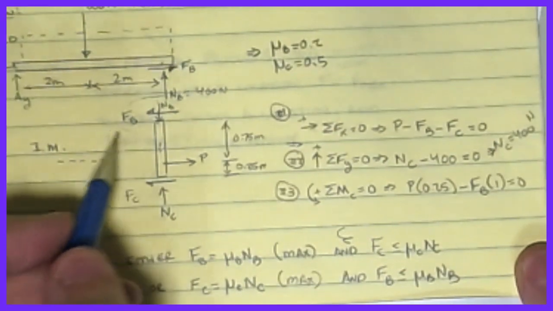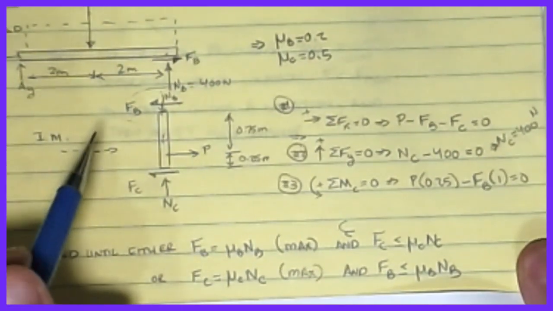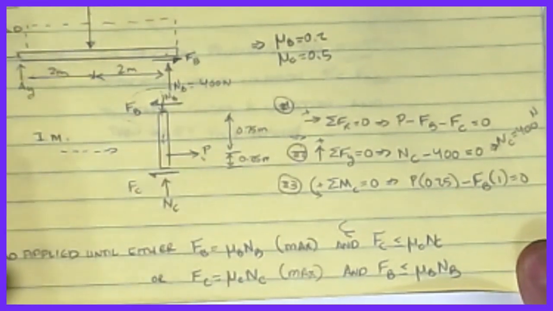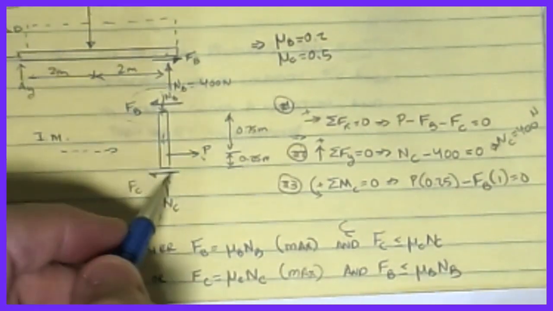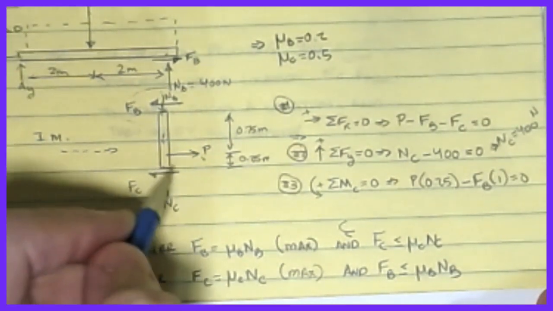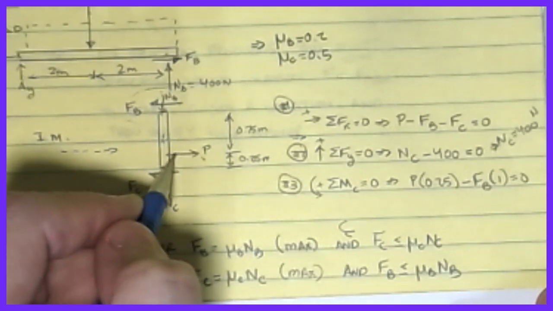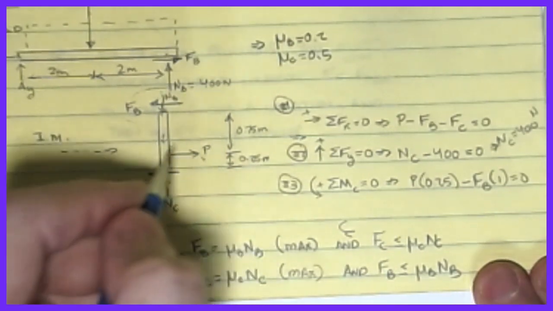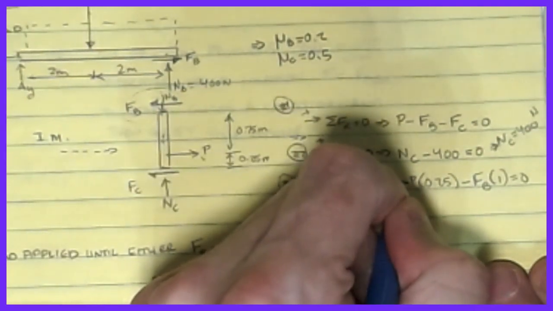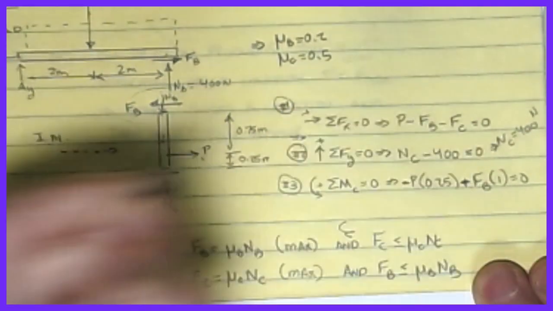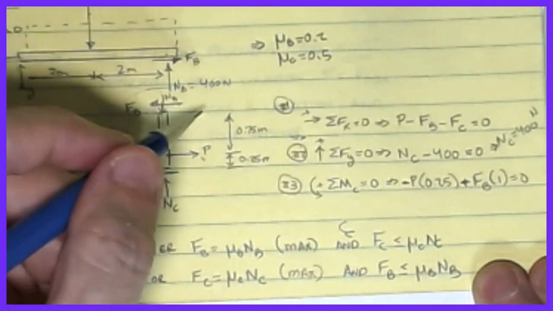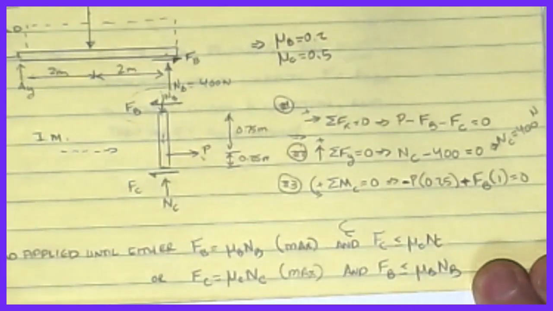Okay, the last equation that I'm going to write involves figuring out what the value of P is in order to make this object move. So for equilibrium, I chose to sum moments at the bottom of the block. If I go counterclockwise positive, then it's minus P times 0.25 meters, so that's a minus, and that's a positive, and then plus FB times 1 meter, and all that equals 0. So that's the third equation that we have.